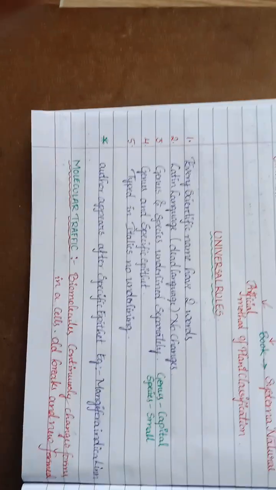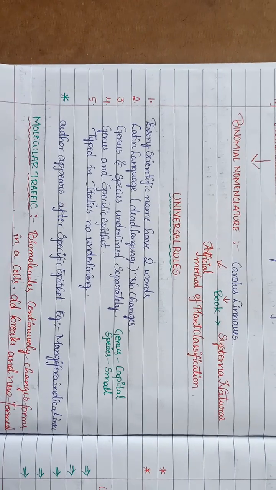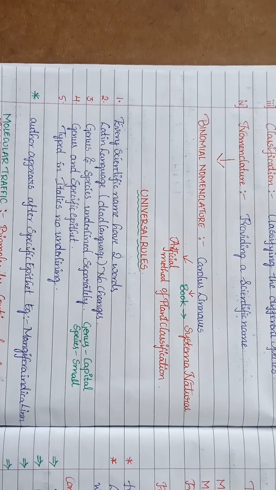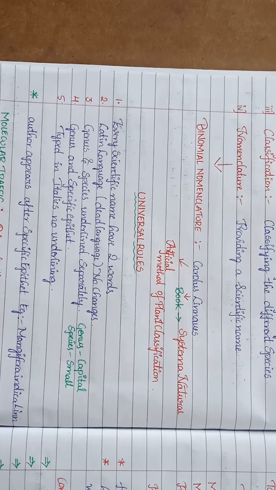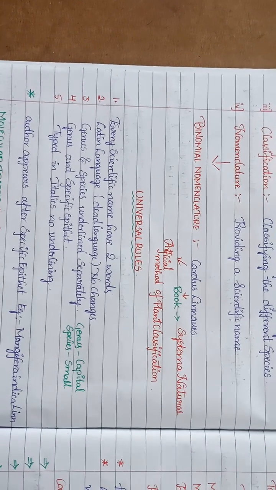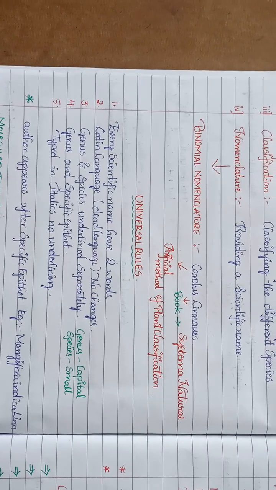Now we have several rules of this binomial nomenclature. First rule is every specific name has two words, which are the generic name, genus, and the specific epithet, species. Next one, it is written in the Latin language because Latin is a dead language which has no change in it.